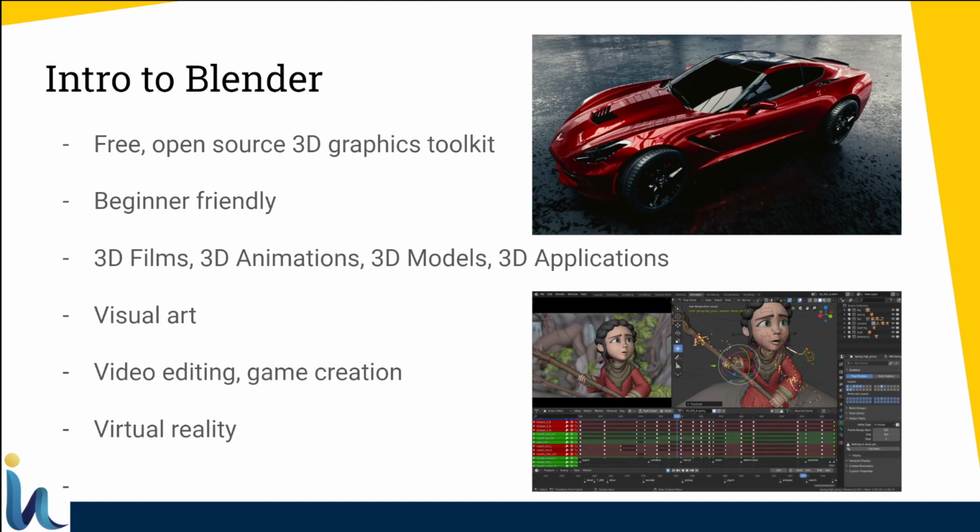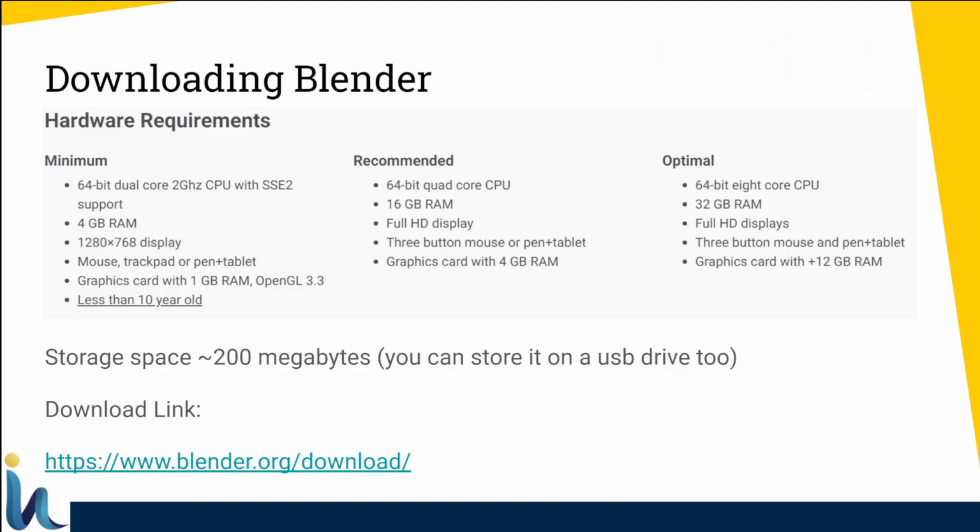And so for downloading Blender, there are hardware requirements. Recommended is probably a 64-bit quad-core CPU with at least 16 GB of RAM. The pen and tablet requirement is actually optional. It's mostly useful for if you wanted to texture paint or maybe sculpt in greater detail, but for the purposes of this series, a 3-button mouse is just fine.